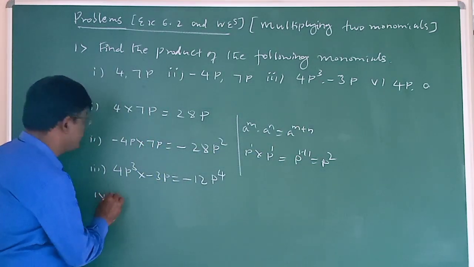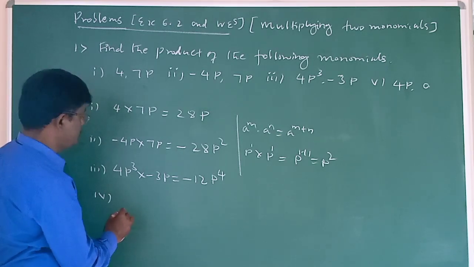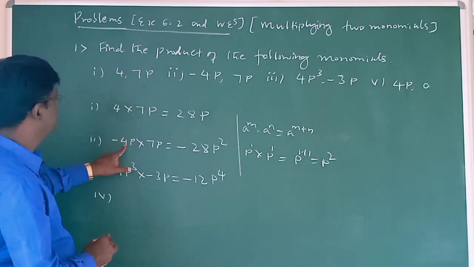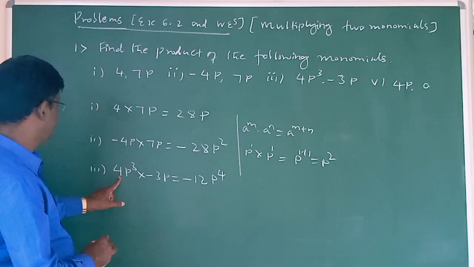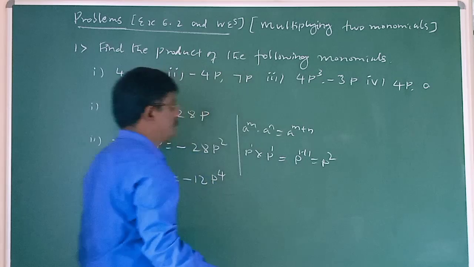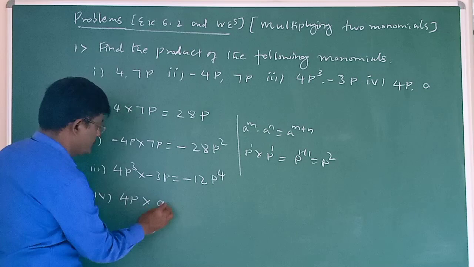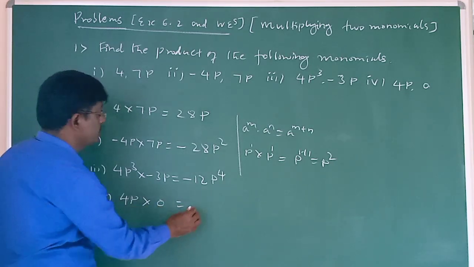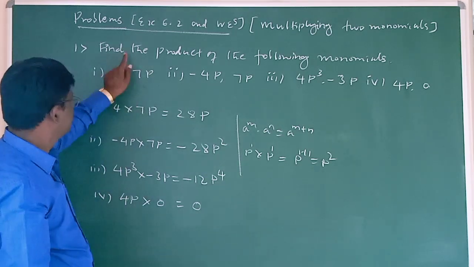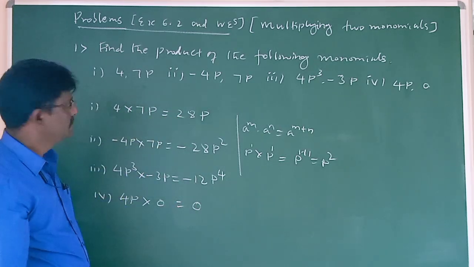Sub number 4: 4p cube into minus 3p. This is the fourth sum. 4p into 0: 0 into anything is what? 0. 0 is neither positive nor negative. So in case of monomial with monomial, first we multiply the signs and get the product.